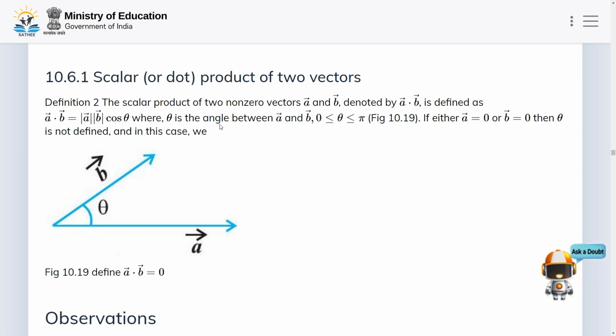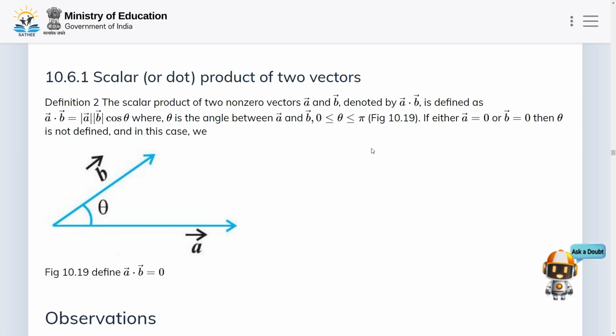So, definition: the scalar product of two non-zero vectors a and b, denoted by vector a dot vector b. As you can see, that's why we say it is a dot product or scalar product. It is defined as a dot b is equal to magnitude of a multiplied by magnitude of b multiplied by cos theta, where theta is the angle between vectors a and b, and this theta must be from 0 to pi.